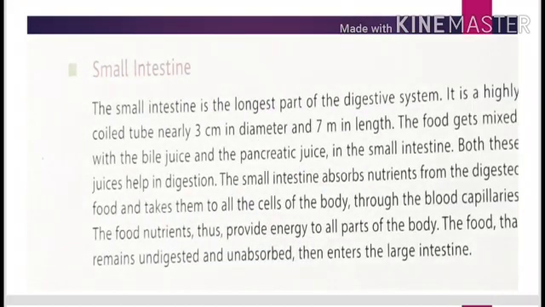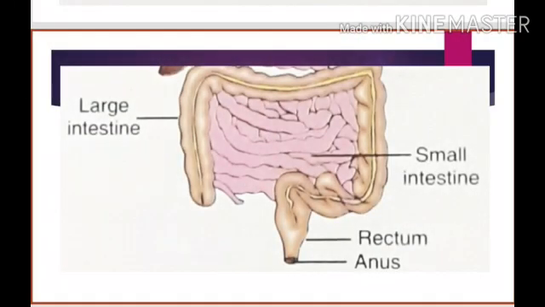Now, small intestine. The small intestine is the longest part of the digestive system. It is a highly coiled tube, nearly 3 centimeter in diameter, chodai 3 centimeter, and lambai 7 meter. Small intestine is 7 meter in length. You can now see the coiled structure that is called the small intestine, and this small intestine is the part of the digestive system where the bile juice and the pancreatic juice mix with the food. Both these juices help in digestion.